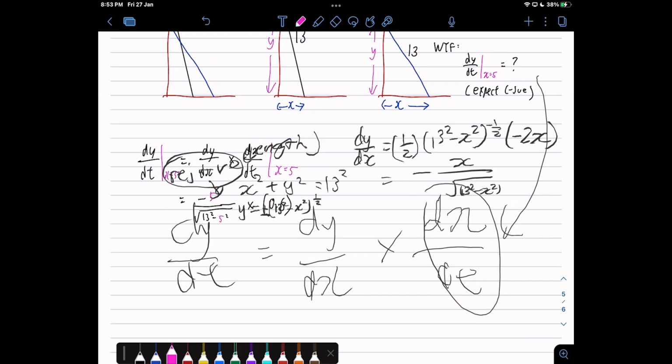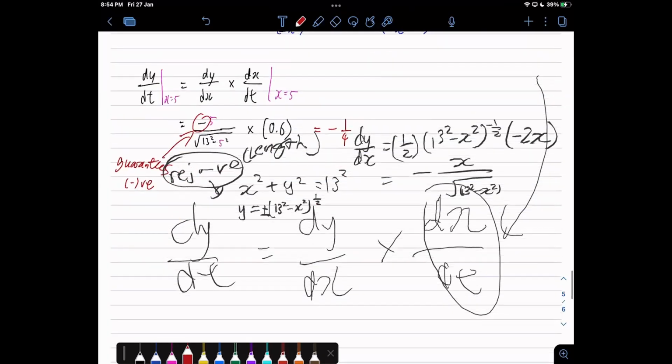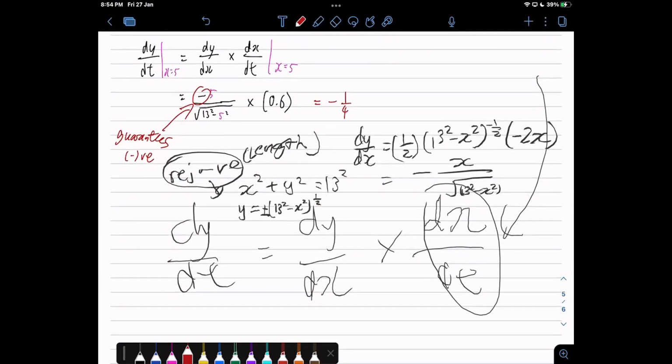Okay, then let's check whether we'll get a negative answer. Confirm will, because of the negative over here. It guarantees negative. Okay, this is negative 1 over 4. What are the units? Meter per second, or you can also write ms to the power negative 1. Both are fine.